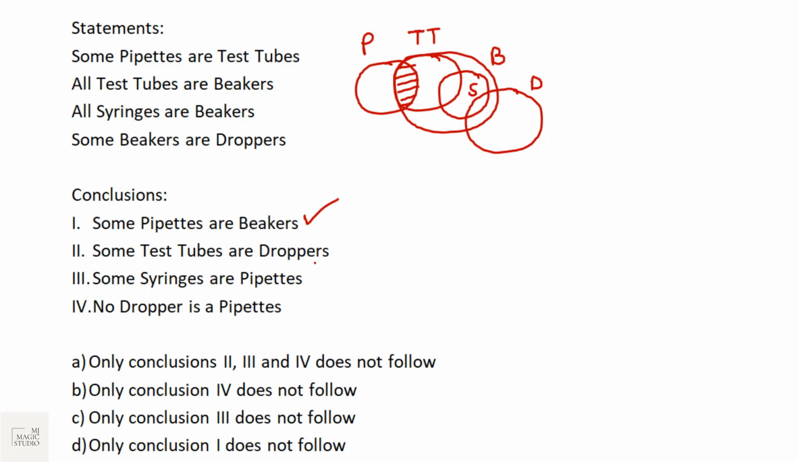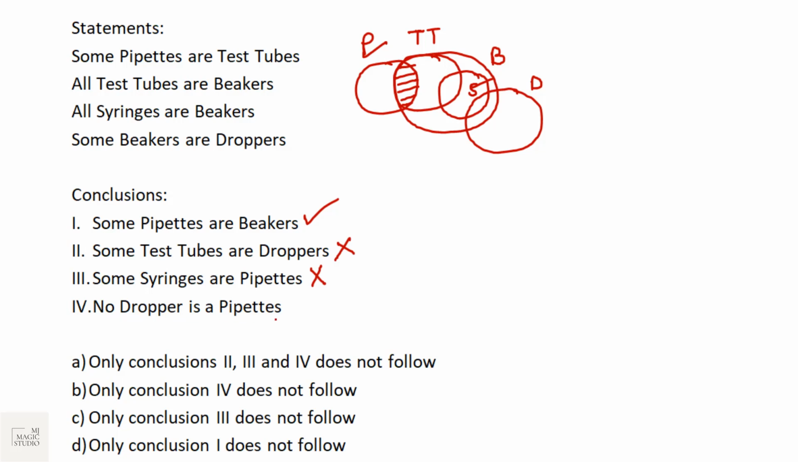Some test tubes are droppers. You can see that there is no common region between droppers and test tubes. This conclusion 2 does not necessarily follow. Some syringe are pipettes. We can see no common area between pipettes and syringe. Conclusion 3 does not follow.